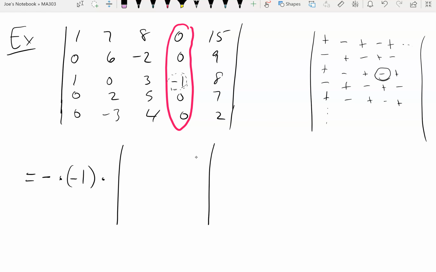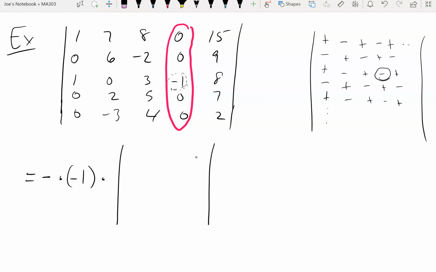Just the extra thing we have to keep track of. Again, this is keeping track of whether or not the permutation that we're using, the selection of entries from each of the rows and columns, results in an even permutation, which would be positive, or an odd permutation, which would be negative. Okay.